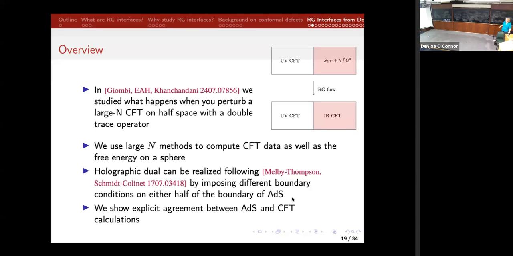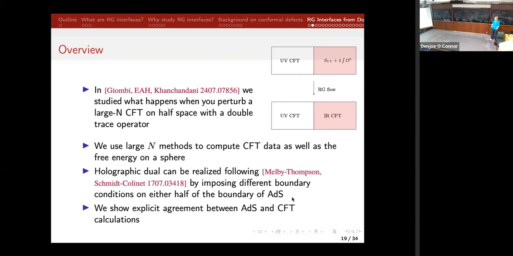So in this holographic setup, we showed in this paper explicit agreement between AdS and CFT calculations. Sorry, probably two questions, but when you say conformal defect, I'm used to 2D conformal field theory, and I suppose the defect is the central charge, is it?